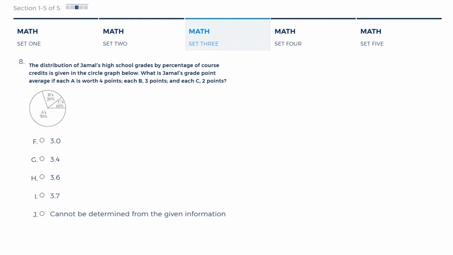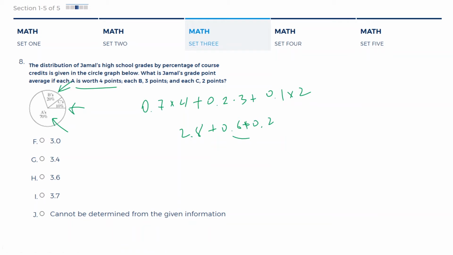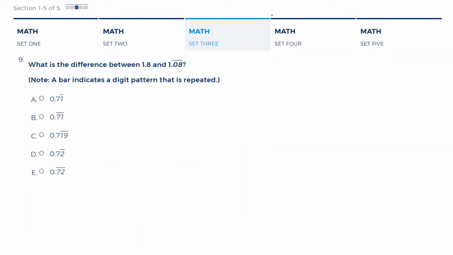Next, the distribution of Jamal's high school grades by percentage. What is Jamal's grade point average? If A is worth 4 points, so 70%, that's 0.7 times 4. B, which is 20%, plus 0.2 multiplied by 3, and then 10%, 0.1 multiplied by 2, so we get 2.8 plus 0.6 plus 0.2, that's 3.6, right? So H. Next, problem 8.